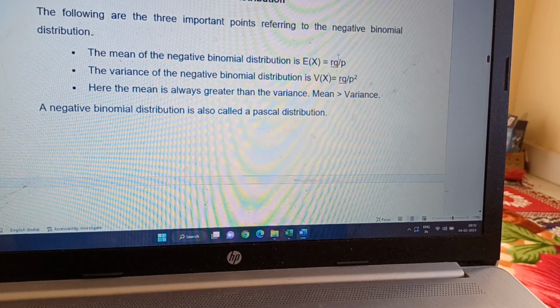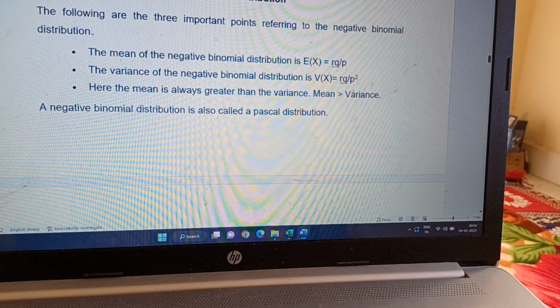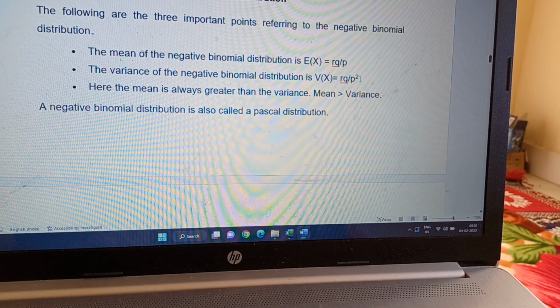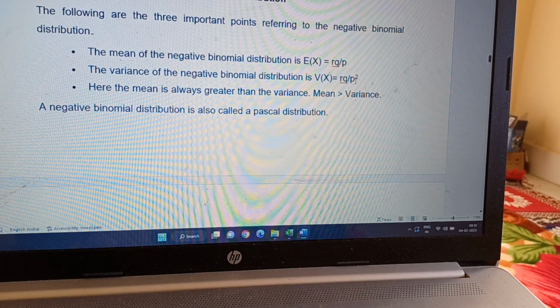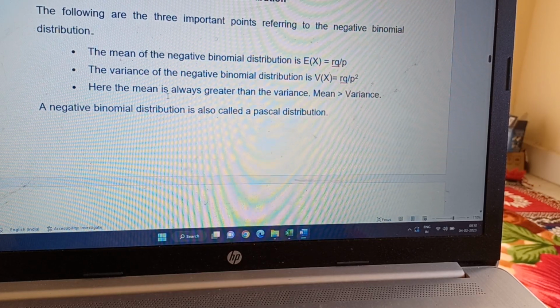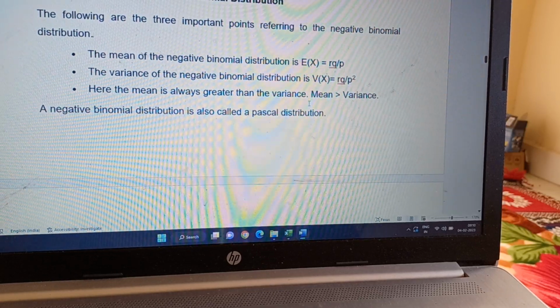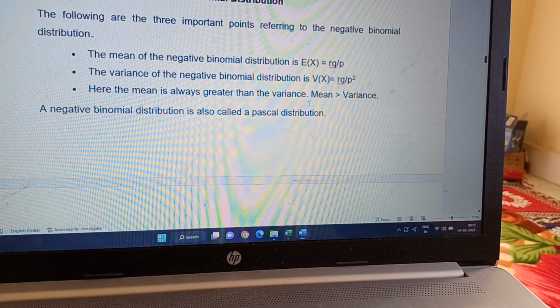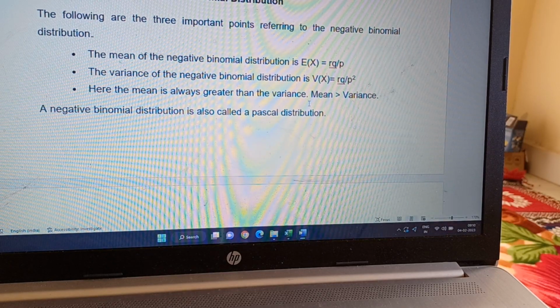So if we see rq by p and rq by p square, which one is bigger? Since p is small, less than 1, here we find that the variance is always greater than the mean. That is the condition under which we have negative binomial distribution. Otherwise, we won't have negative binomial distribution.